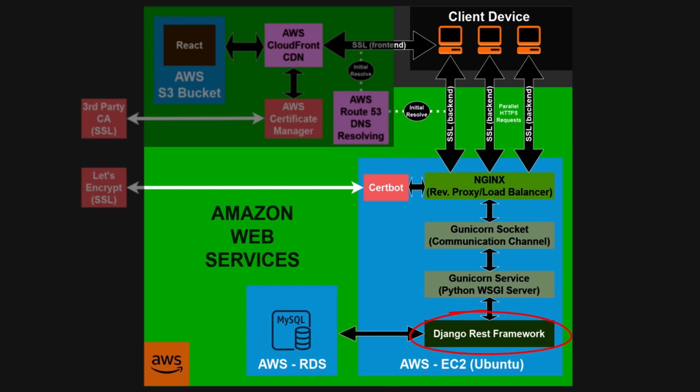Django handles application logic, processes the request, interacts with the MySQL database in RDS, and returns a response. MySQL within RDS stores and retrieves application data. The response travels back through Django Rest Framework, Gunicorn service, Gunicorn socket, Nginx, and finally to the client. Let's get started.